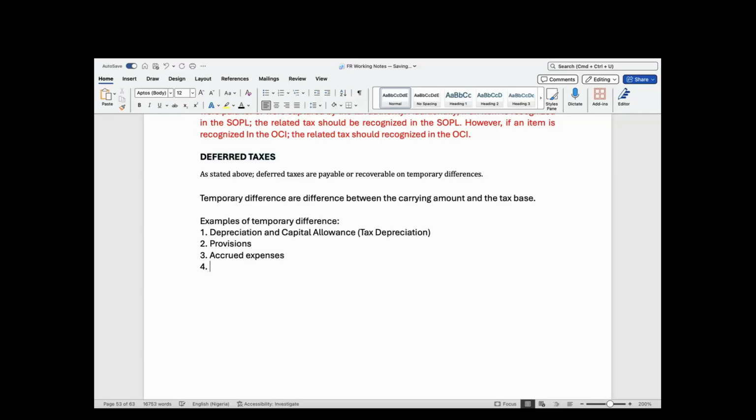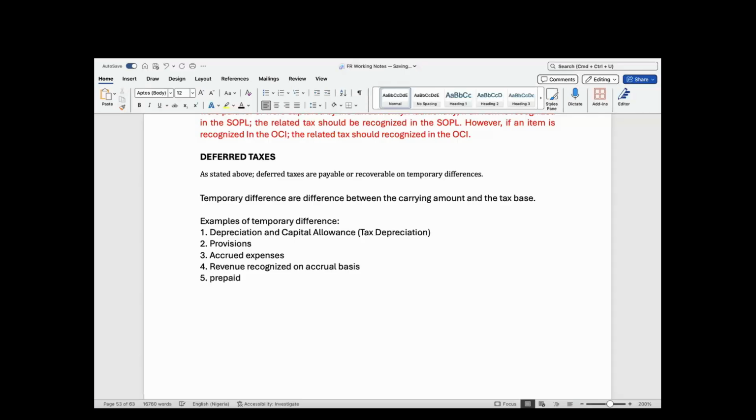Another one can also arise from accrued revenue, or revenue recognized on accrual basis. When I say revenue recognized on accrual basis, it means that you have not actually received the money, but you have recognized the revenue, right? It might result in a temporary difference between you and the tax authority. The tax authority might say, okay, we won't tax it since you have not received the money. When you receive the money, then we will tax it. So there's a temporary differential between the two of you.